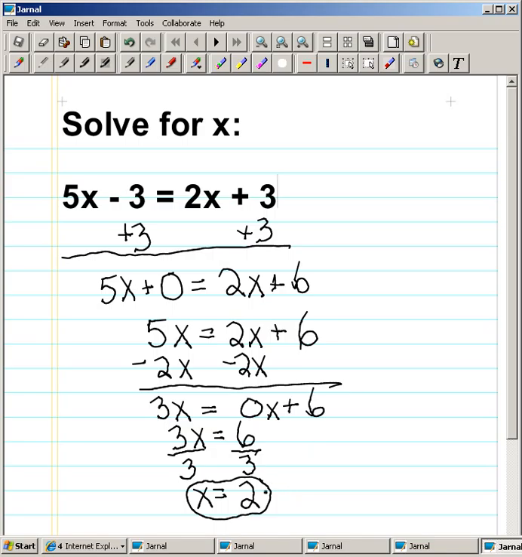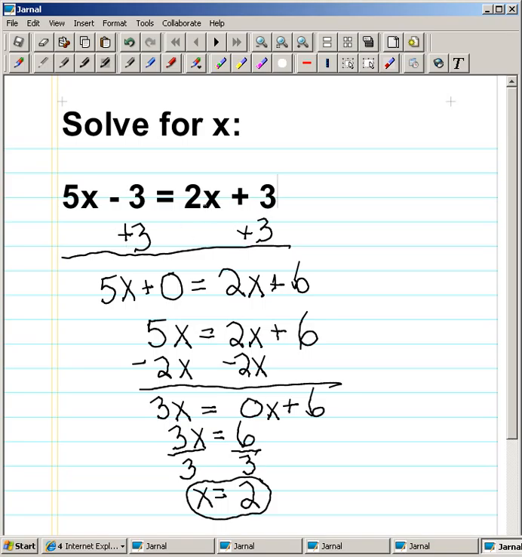If you'd like to check this answer to make sure your solution is correct, you can substitute 2 back in for x in the original equation. 5 times 2 is 10. 10 minus 3 is 7. The answer on the right-hand side should be similar, or exactly the same, as the answer to the left-hand side, so substituting 2 on the right-hand side, 2 times 2 is 4. 4 plus 3 is also 7.